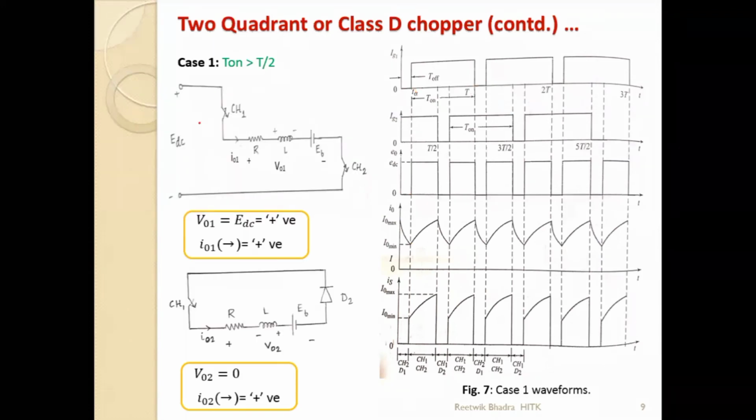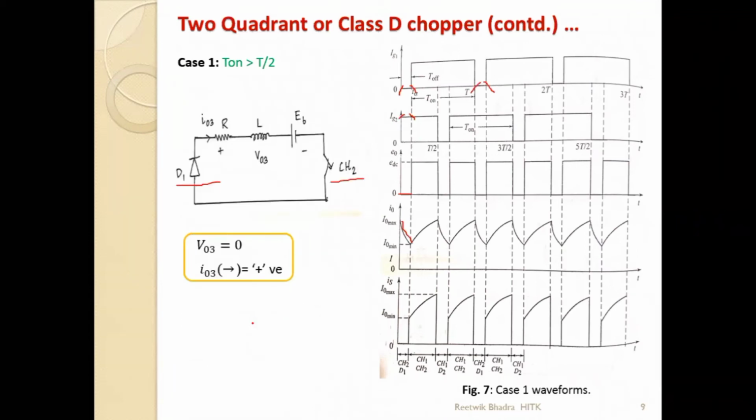So the basic charging will be done when my CH1 and CH2 will be on, when both the choppers are on. When one chopper is on and one diode is on, it will discharge. And another mode of discharge is through another chopper on and through the opposite diode, D1.